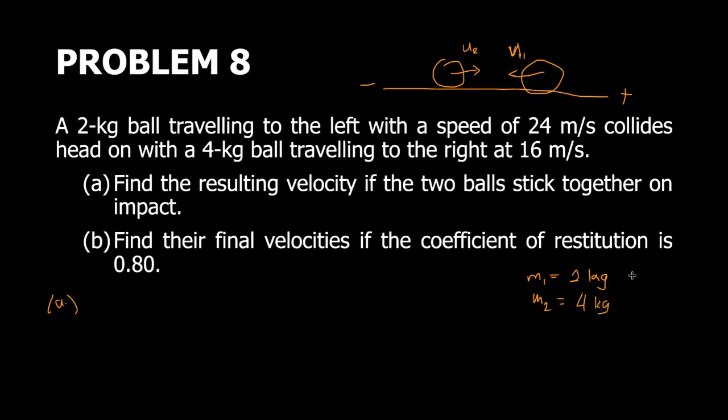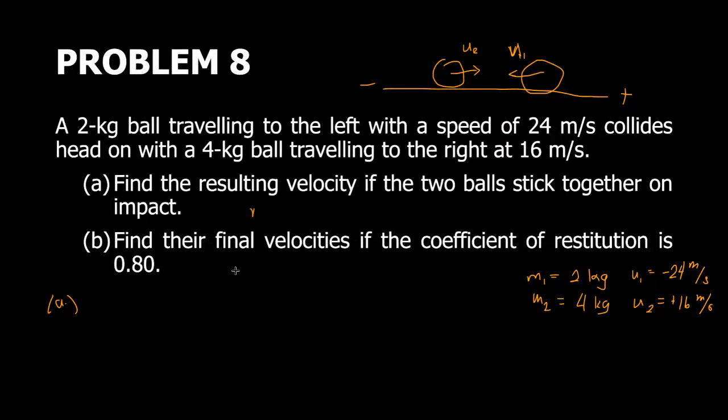And u sub 1 equals, ano yung speed? It's traveling to the negative speed of 24 meters per second. u sub 2 is traveling to the right at 16 meters per second. Here we're finding the resulting velocity of the two balls stuck together. So eventually, mag-stick siya together, and therefore, it has a unified velocity, v.